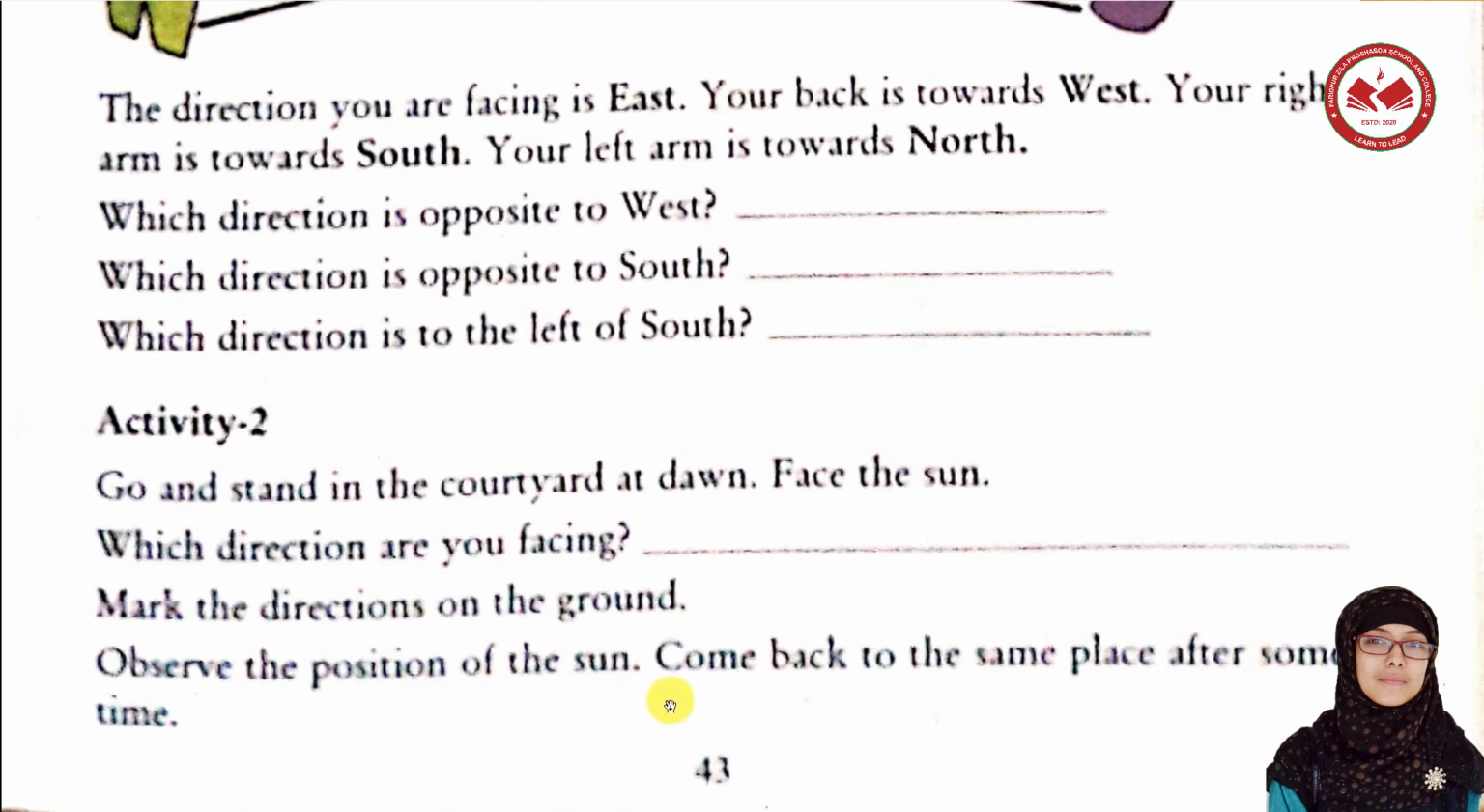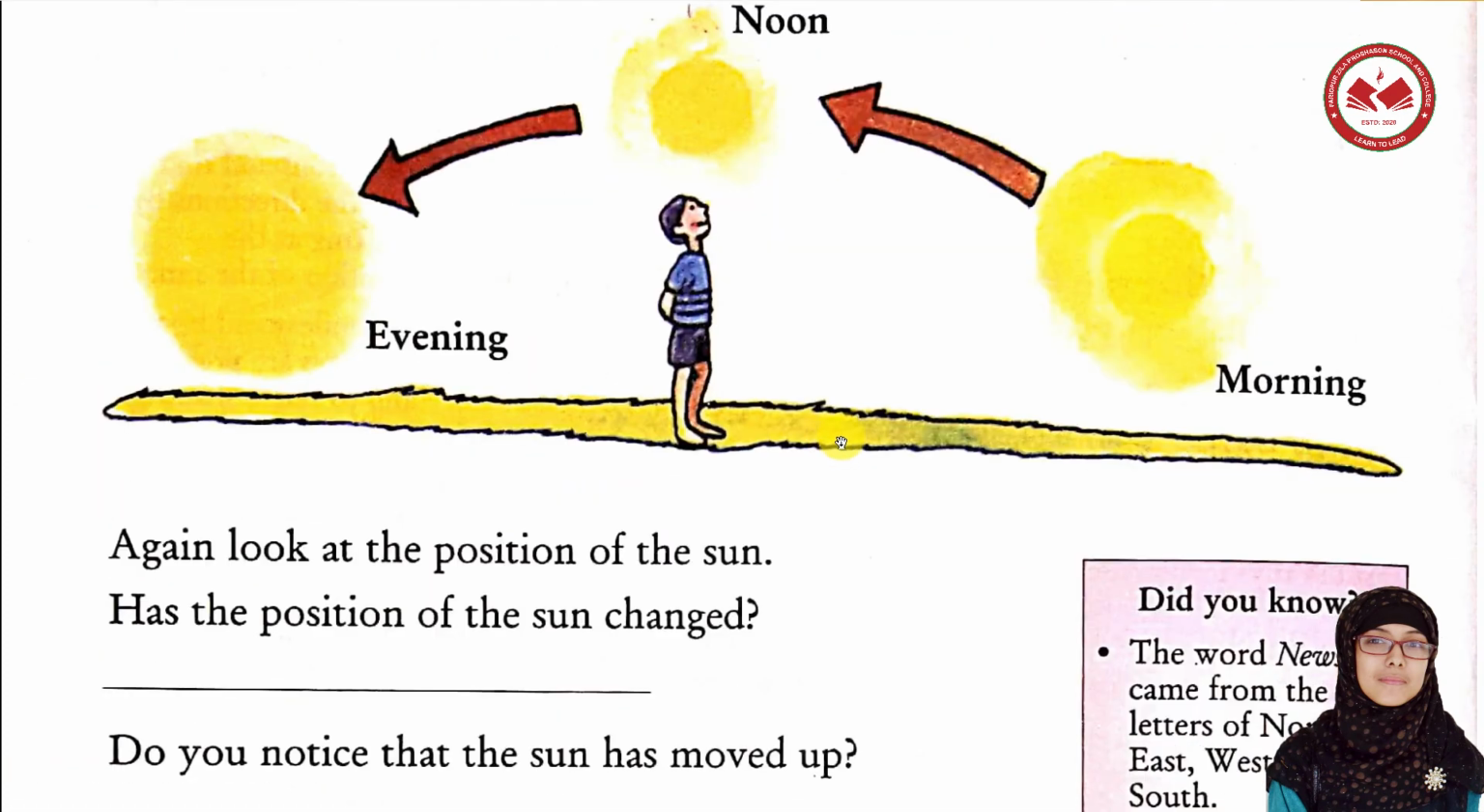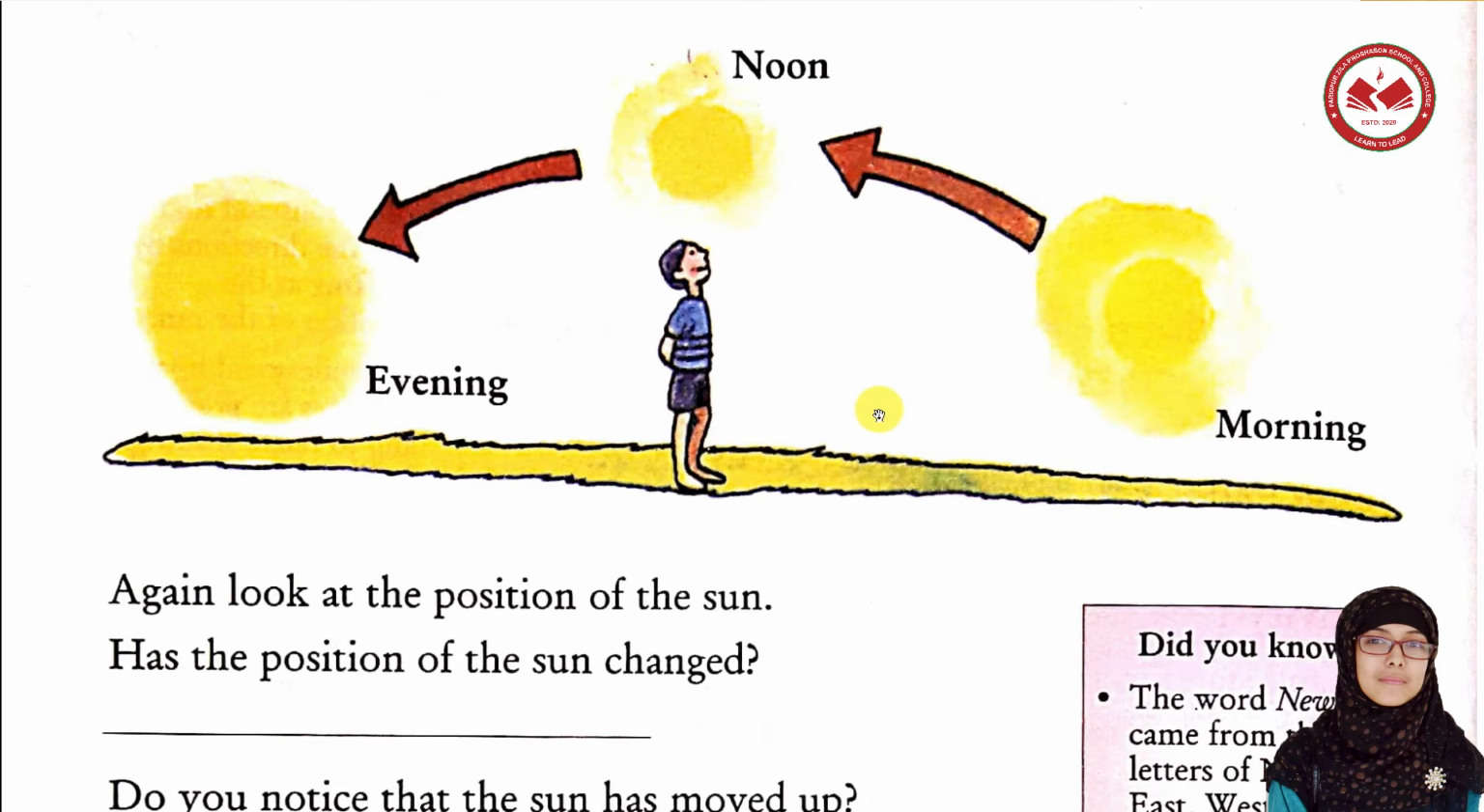Observe the position of the sun. Come back to the same place after some time. So now you have to observe the position of the sun. আমরা অলরেডি মার্ক করেছি যে সূর্য তোমার সামনে রয়েছে, তাই না? সো তুমি এই জায়গাটা মার্ক করবে এবং আমরা দেখব, let's go to the next page.